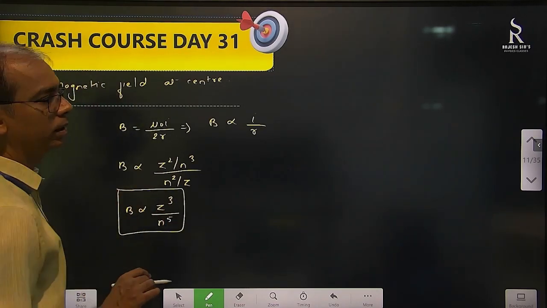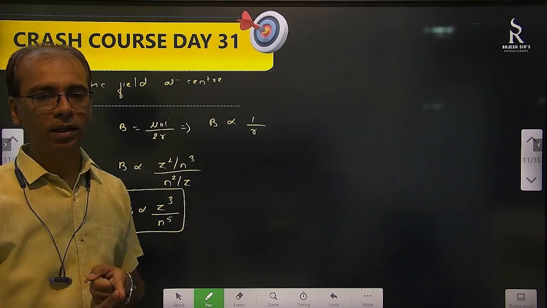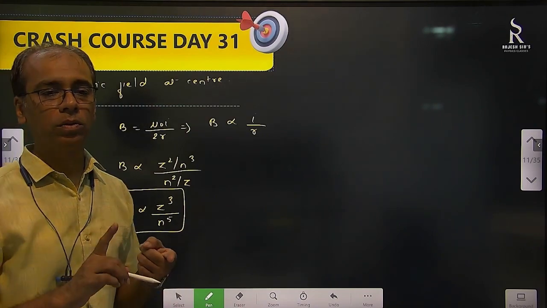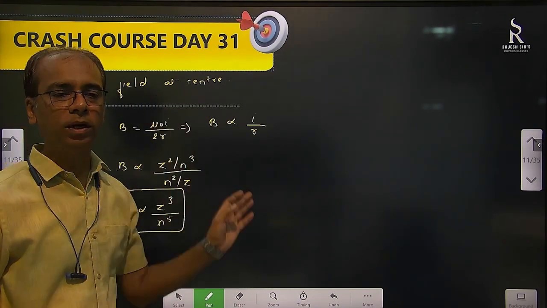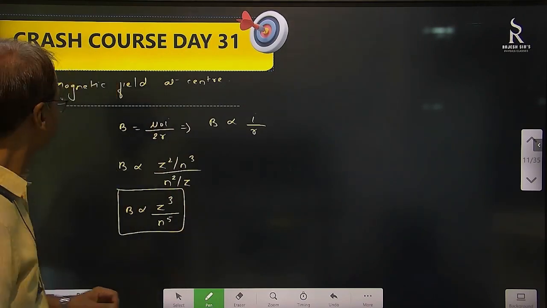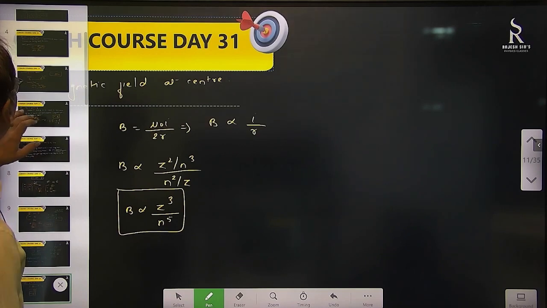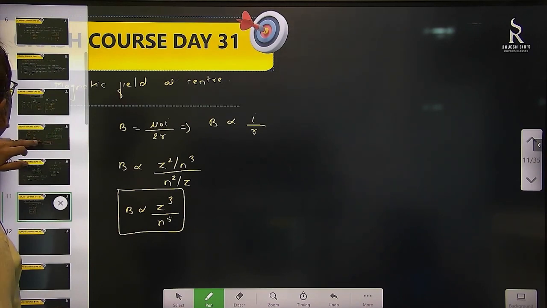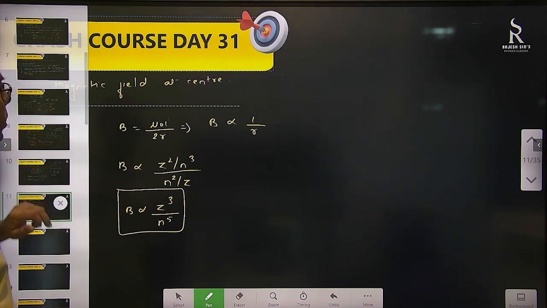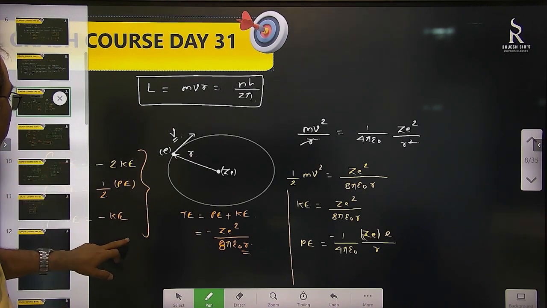What is the main thing in this one? You should know how radius is varying. Second thing, how velocity is varying. These are very, very important. Remaining all are built on them. Correct? Now let's talk about energy. We already found one relation for energy. We discussed about energy already. This is the energy.